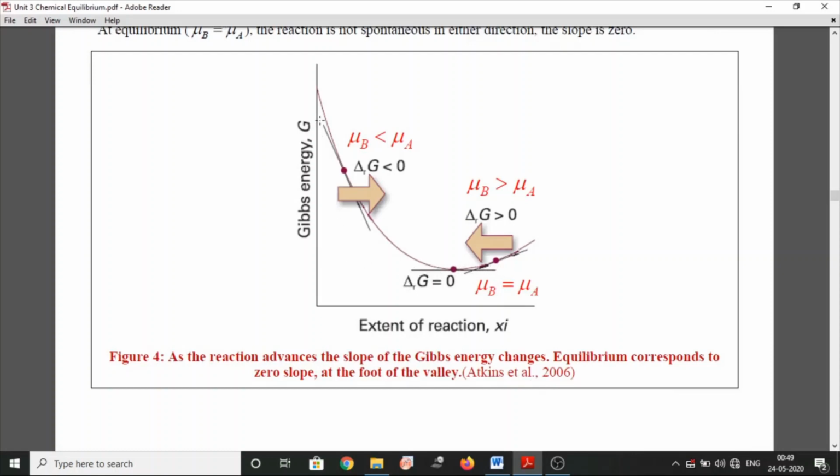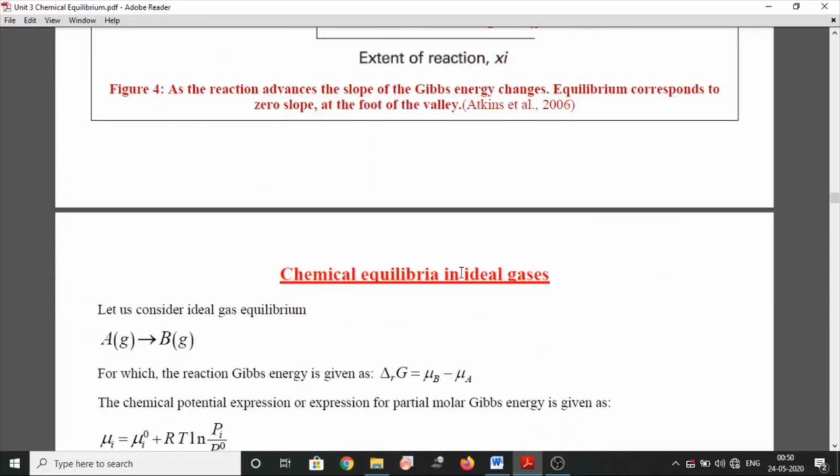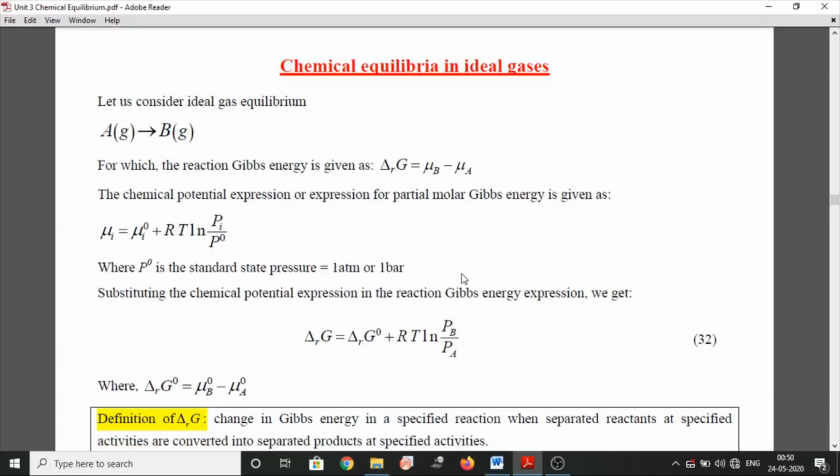Here, from A to B in the forward direction, the slope decreases gradually. Similarly, in the backward direction, the slope decreases, a negative slope kind of thing. And at equilibrium, we get a 0 slope. So that is also another method of identification of the equilibrium state of a reaction. Then we will go on to discuss chemical equilibrium in ideal gases.